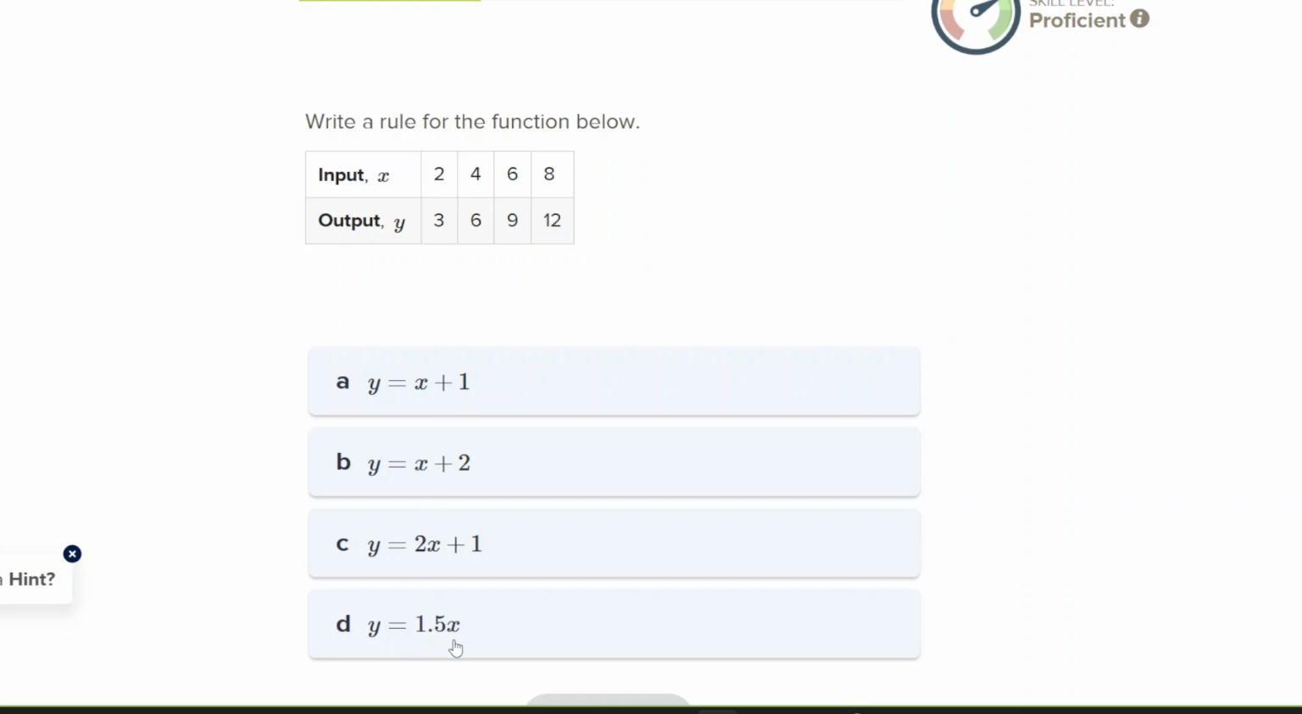So the only one that's going to work here is D. Y equals 1.5 times x. 2 times 1.5 would be 3. 4 times 1.5 is 6. 6 times 1.5 is 9. 8 times 1.5 is 12. So we do have D there. Y equals 1.5 times x.